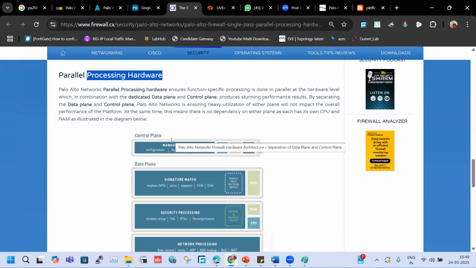Suppose you have one user sitting in your local area network and trying to access facebook.com. The traffic from the user to facebook.com is handled by the data plane of your Palo Alto network. But all the management traffic, like syslog and RADIUS traffic, which is used for managing your firewall, will come under your control plane. I hope it is clear, right?